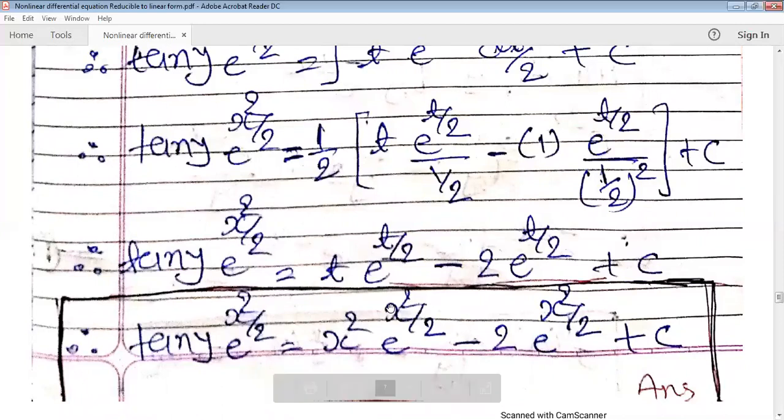You have to put in the place of t is x square. So here t is x square. Again, e raised to x square by 2 minus 2 e raised to x square by 2 plus c. This is our final answer.